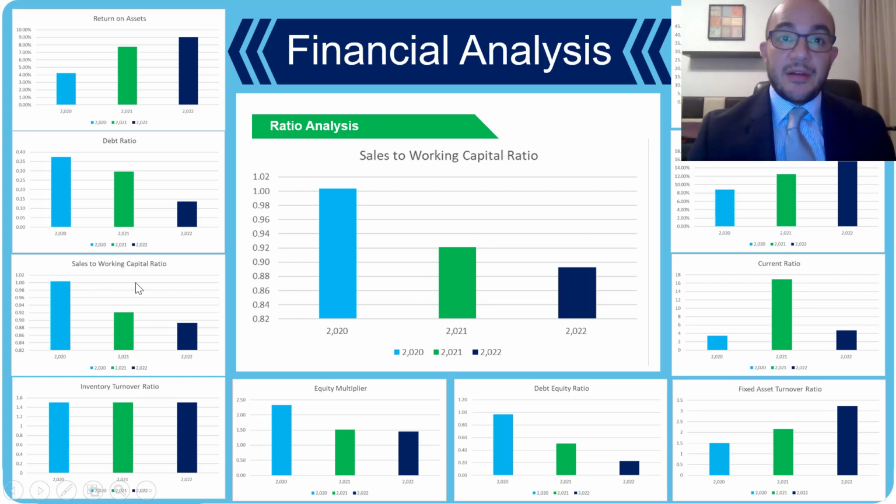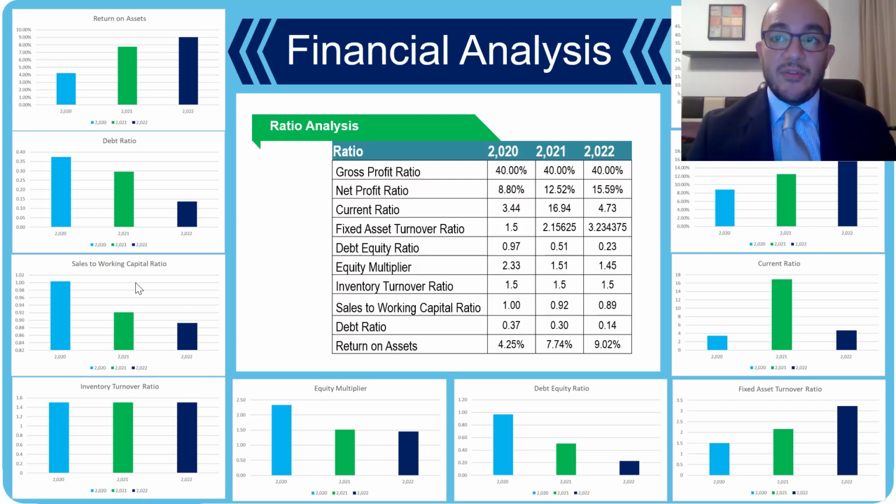Sales to working capital ratio. This is a ratio measuring the efficiency of the company's working capital utilization in order to generate a certain level of sales. Again, the ratios are good. A high level of sales to working capital ratio indicates good efficiency.